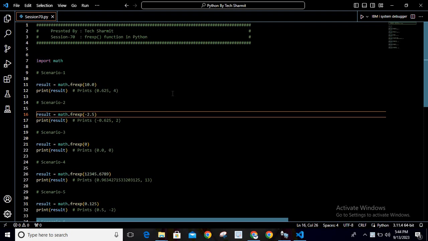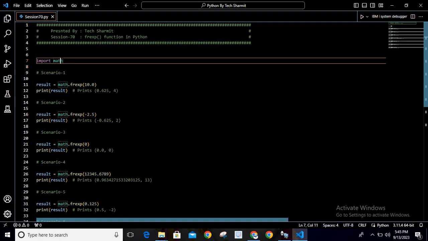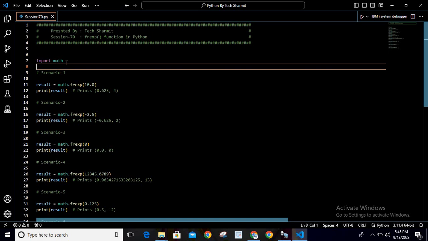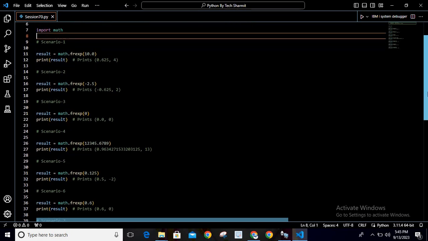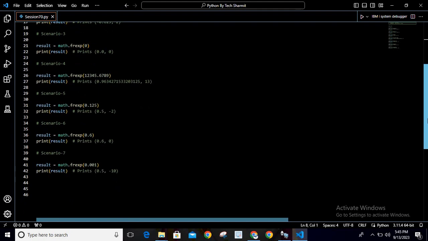And the output which it will return would be a tuple itself. Clear? So this function comes with the math module, so first of all, we need to import this module. On line number 7, I am importing this. Just write import math, and then below this, I have noted down some of the scenarios you can see here.